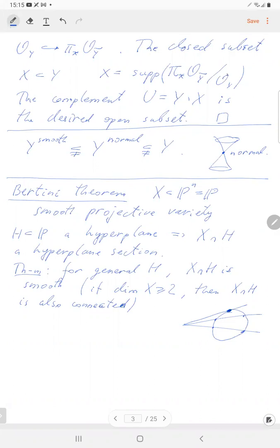But maybe I should draw some. No, I think I'm not able to draw a higher dimensional picture, but still you can probably believe me that there will be some non-smooth sections. But generically, the sections will be smooth. That's the content of this theorem. And now let's prove it.